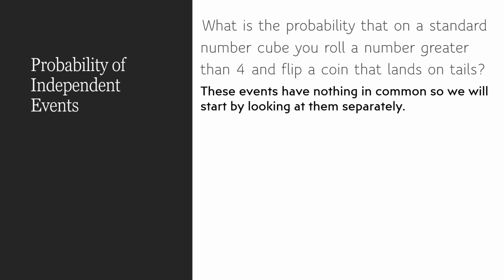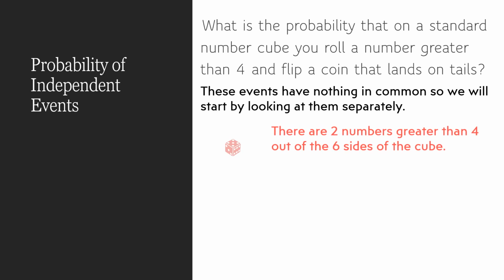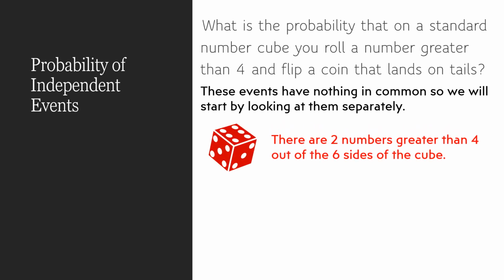So the first thing, a number cube. I want to roll a number greater than 4. Well, y'all, there are 6 sides on a number cube. 1, 2, 3, 4, 5, and 6. Only 2 of those numbers are greater than 4. So the probability that I will roll a 5 or a 6 on a standard number cube here is 2 out of 6.